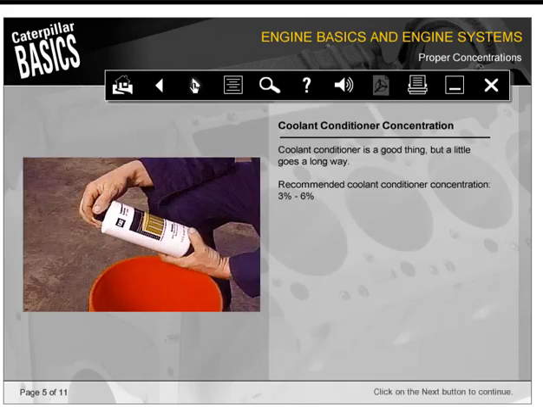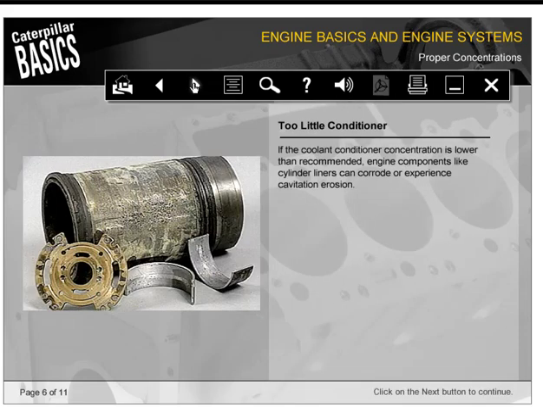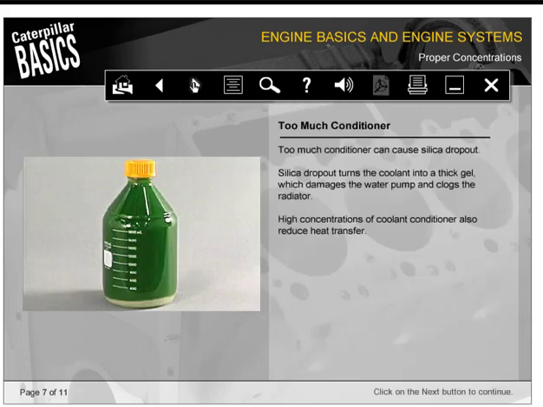Coolant conditioner is a good thing, but a little goes a long way. It's recommended you keep the coolant conditioner concentration between 3 and 6%. If the coolant conditioner concentration is lower than recommended, engine components like cylinder liners can corrode or experience cavitation erosion. Too much conditioner can cause silica dropout. Silica dropout turns the coolant into a thick gel, which damages the water pump and clogs the radiator. High concentrations of coolant conditioner also reduce heat transfer.